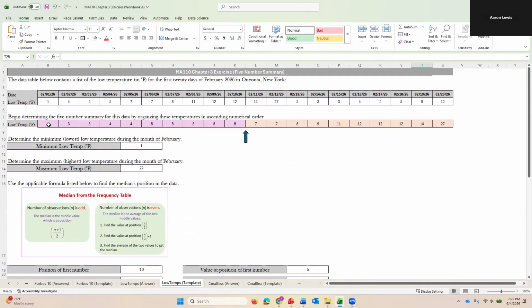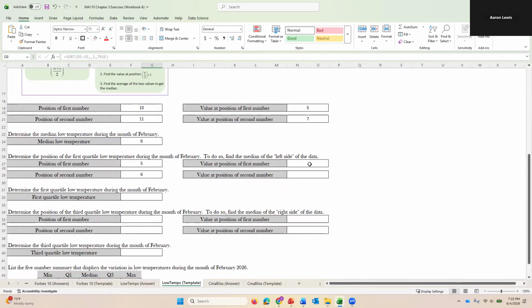So going over 1, 2, 3, 4, 5. The fifth number in this set of purple numbers is 4. I also need the sixth number, and the sixth number will be 5. So the values at these positions are 4 and 5. And then I'm going to declare the first quartile to be the arithmetic mean average of those two. So I find that by adding them together and dividing by 2. And it's 4.5. You do not have to have a whole number. Our first quartile, low temperature, is 4.5.